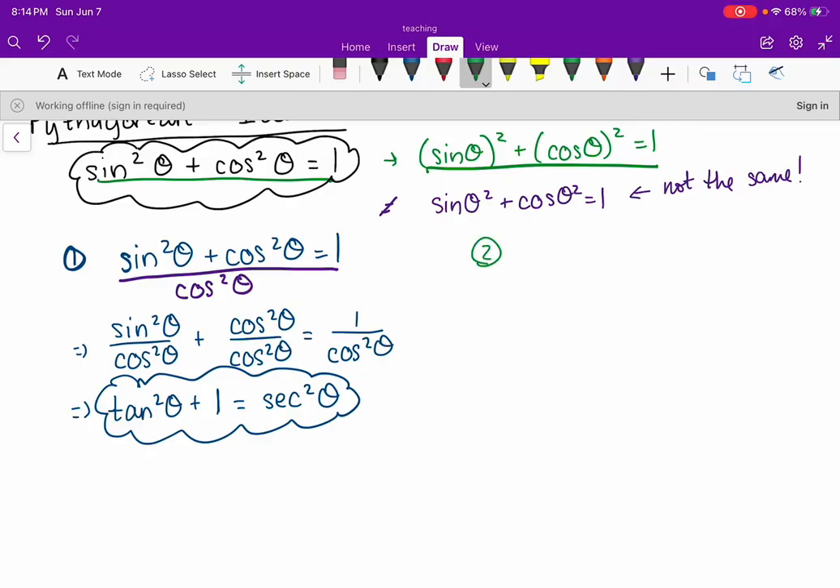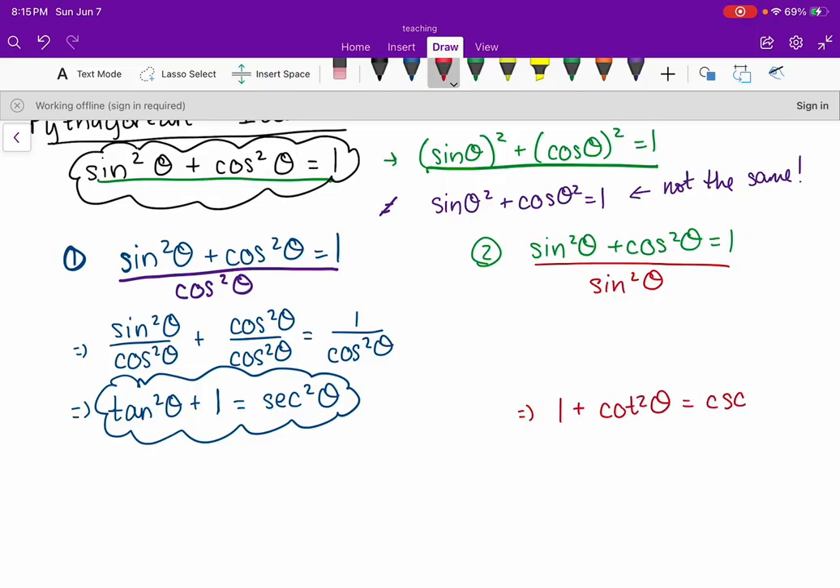Another identity we can get is we can take the original cosine squared plus sine squared equals 1. And if we divide everything in here by sine squared, I'm not going to write all the work out for this one, but this one would be 1 plus cotangent squared theta equals cosecant squared theta. So this is another identity. This is one of those times where I wouldn't necessarily memorize all 3 of them, but if you know the first one, you can always get to the other 2.